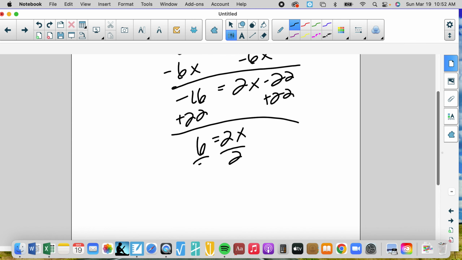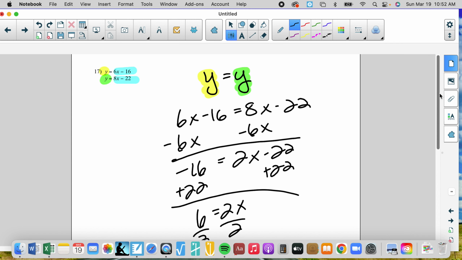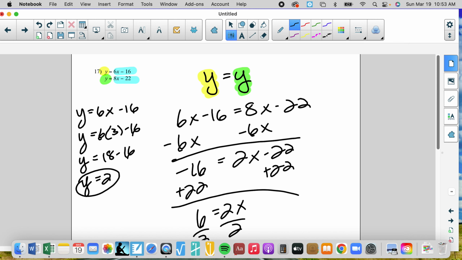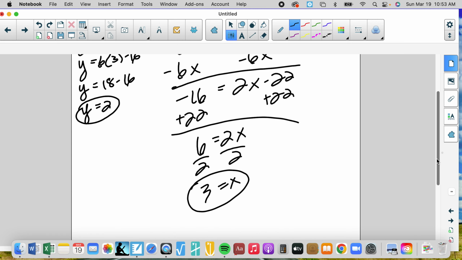Divide by 2, 3 equals x. And now I can pick any of the top equations. Let's pick the top one, y equals 6x minus 16. And my x value was 3. So 6 times 3 minus 16. Y equals 18 minus 16. Y equals 2. And my solution is going to be (3, 2).